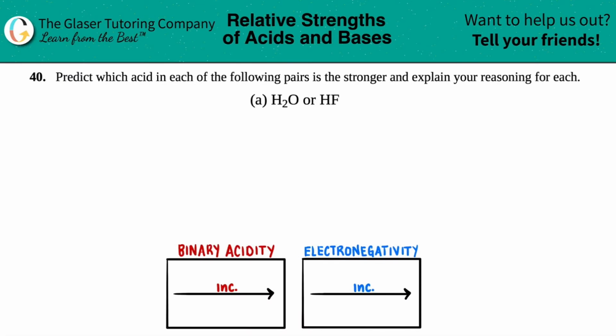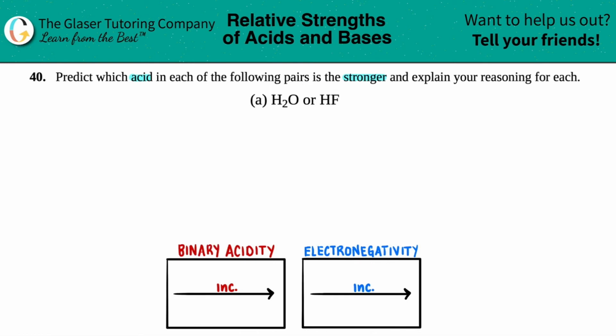Number 40, predict which acid in each of the following pairs is the stronger and explain your reasoning for each. And then we have letter A. In this case, we have to figure out if H2O or HF is the stronger acid. So we have to basically think of trends that we can use to figure out which one is the stronger acid.